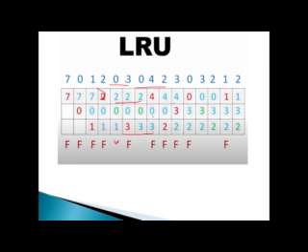Then 3 has to be inserted. Which one is replaced? 0 is the least recently used, so 0 is replaced with 3, followed by 2 the same. Here also there is a page fault. Then we insert 0. Again we check, and 4 is the least recently used, so 4 is replaced, and 0 will be there followed by 3 and 2.